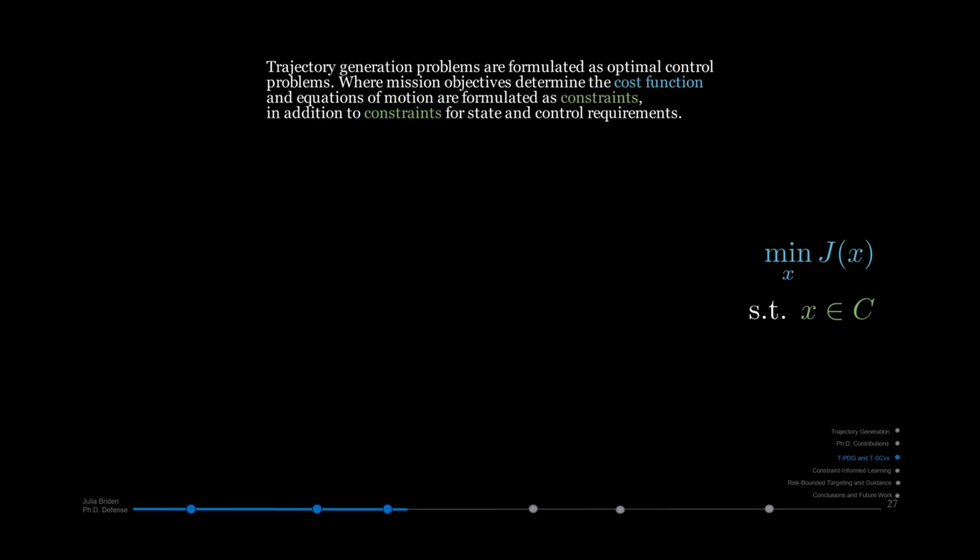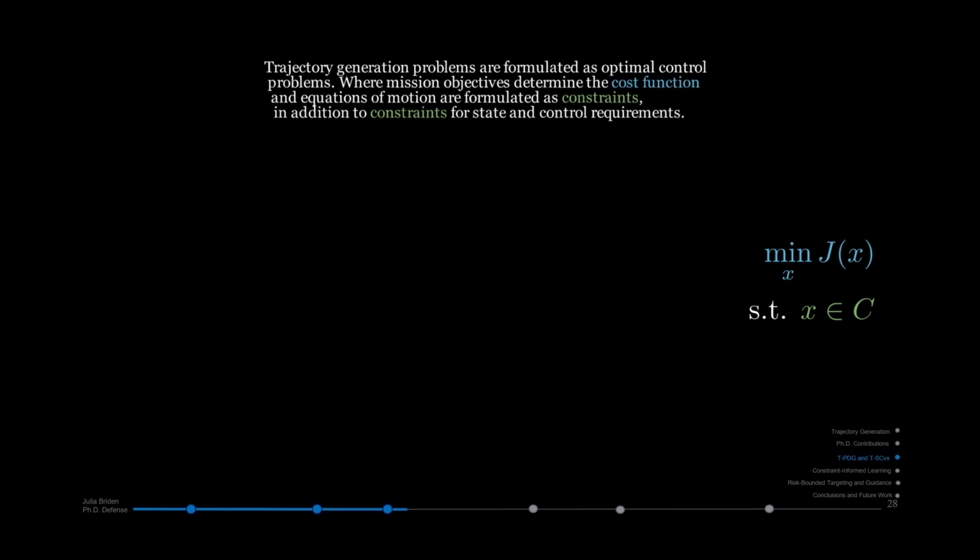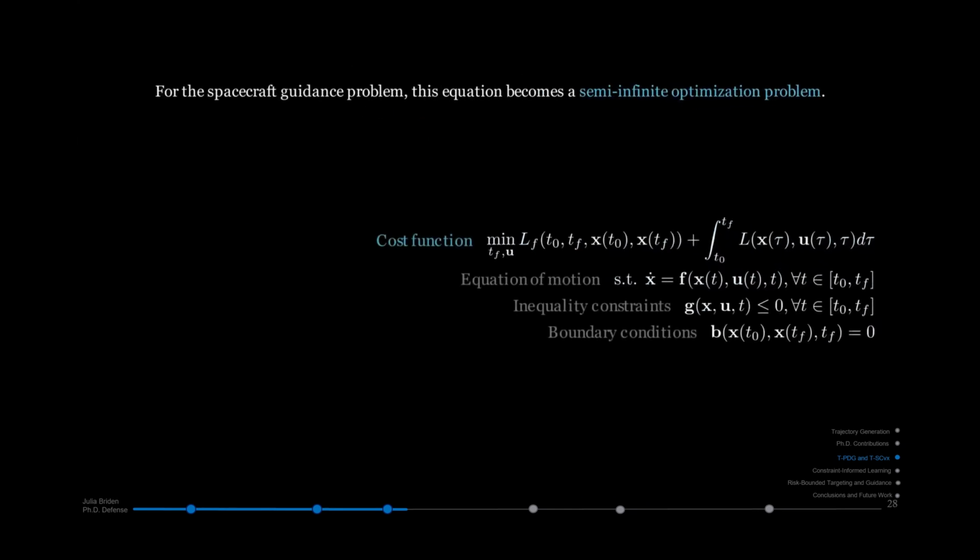So going back to our basic optimal control problem, our goal is to minimize a cost function, so J of x, subject to a set of constraints, which we call C. And for the spacecraft guidance problem, this then becomes a semi-infinite optimization problem where we have a cost function that depends on time and is integrated over time. We also have a set of equations of motion, a set of inequality constraints that describe our state and control constraints typically, and then also a set of boundary conditions that ensure that our start and our goal locations are met.